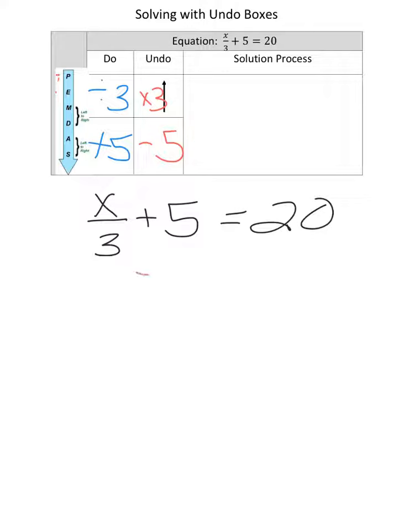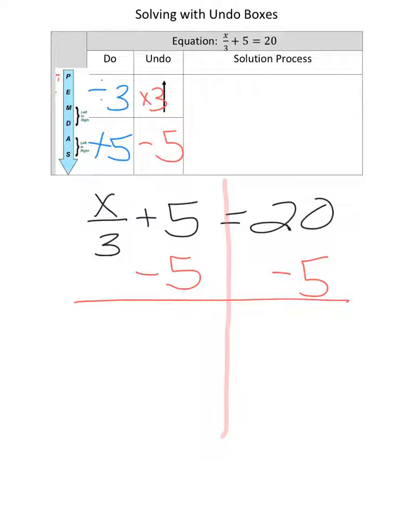So I'm going to subtract 5 from both sides of the equation. And don't forget, you can do that dividing line if that helps you identify which sides of the equation we're talking about. So I'm going to subtract 5 from both sides. Right here, that still leaves me with x over 3. These cancel because positive 5 minus 5 is 0, and 20 minus 5 on the other side is 15.